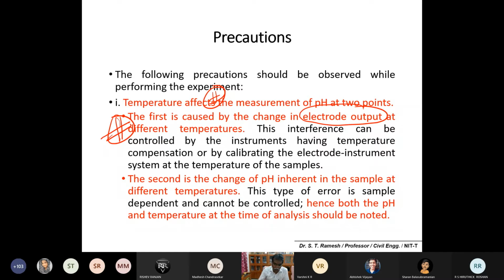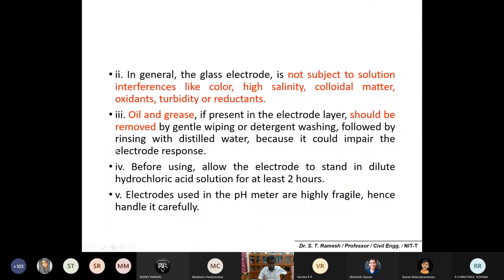Number two, the pH inherent in the sample at different temperatures. That is also another fact. So please make a note on this. Thereby, the pH as well as temperature should be noted during the determination of the pH value. Temperature will alter your electrode output, and it is also greatly influenced by the pH of the sample. That's why during measurement you should also note down the temperature of the water. The second point, number one we have mentioned, temperature.